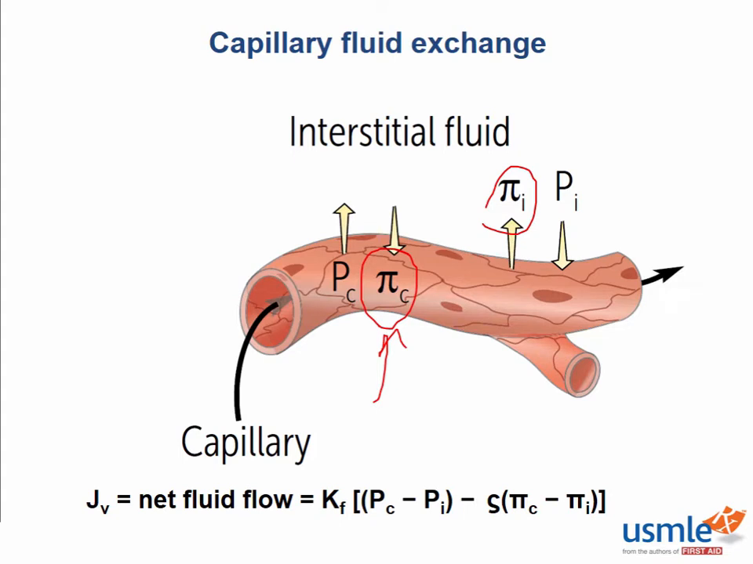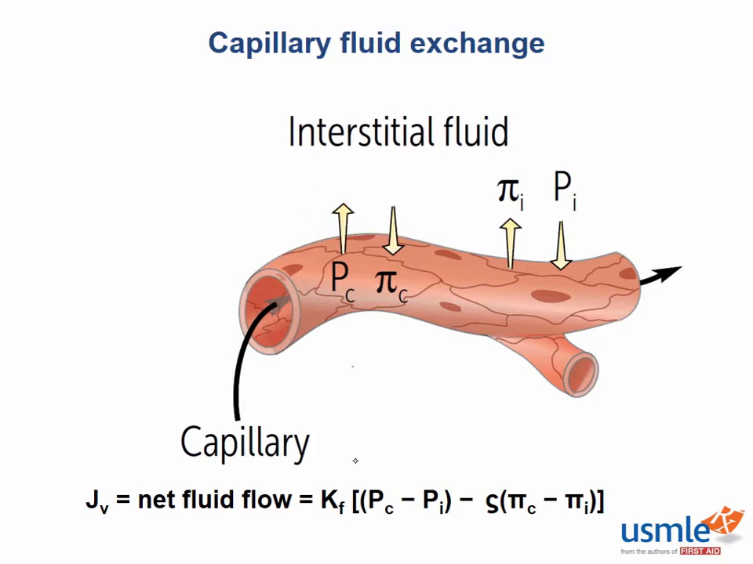This pressure is different from the hydrostatic pressure in that it pulls fluid towards the particular space. So the oncotic pressure of the capillary pulls fluid from the interstitium into the capillary network. The oncotic pressure of the interstitium pulls fluid from the capillary network into the interstitium. So ultimately, it's these differences in Starling forces that determine fluid movement across the capillary membrane and into the interstitium.